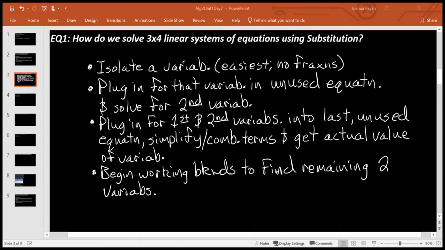Okay, so in this video, I'm going to cover just one example, just because of how gnarly they are. An example of how to solve a 3x4 system using substitution. If you have me for Algebra 2, you'll hear me say over and over again, this is the least efficient way to solve a 3x4 system.